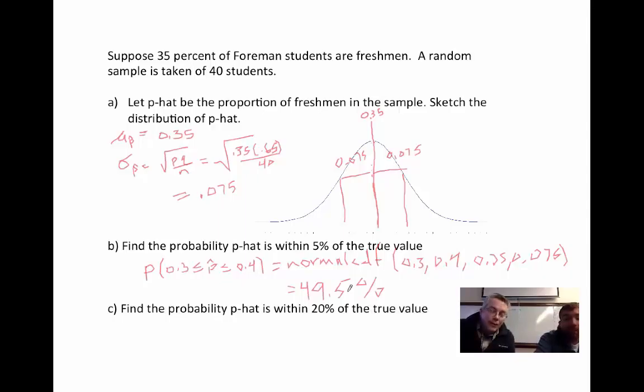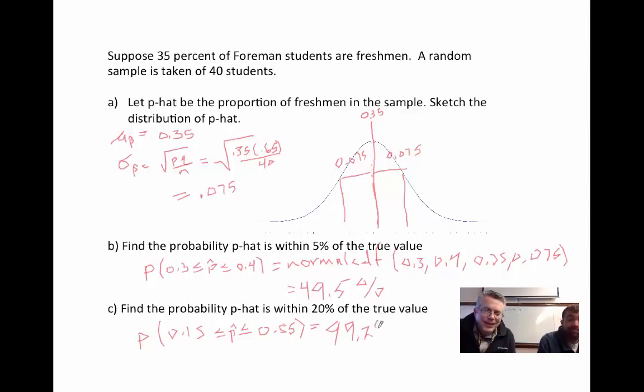All right. Now, within 20%. I hope we're within 20% of the true value. That's going to be a big number. I'm hoping that if we take a sample of 40 students, we'll at least be within 20% of the true value. So again, this would be normal CDF, between 0.15 and 0.55. All right, there's a 99.2% chance, thank heavens. If you're more than 20% off, that's pretty pathetic.